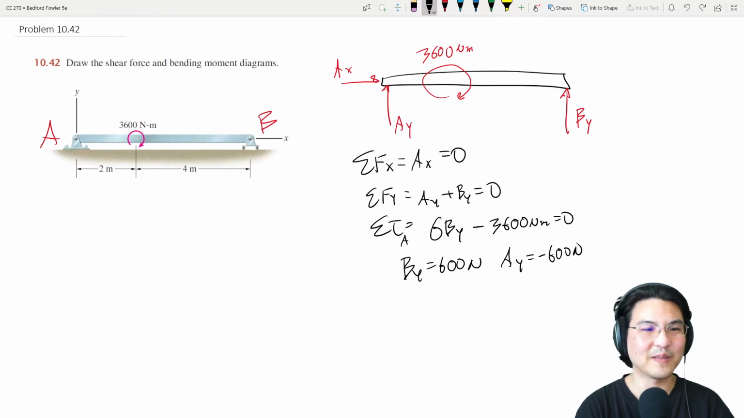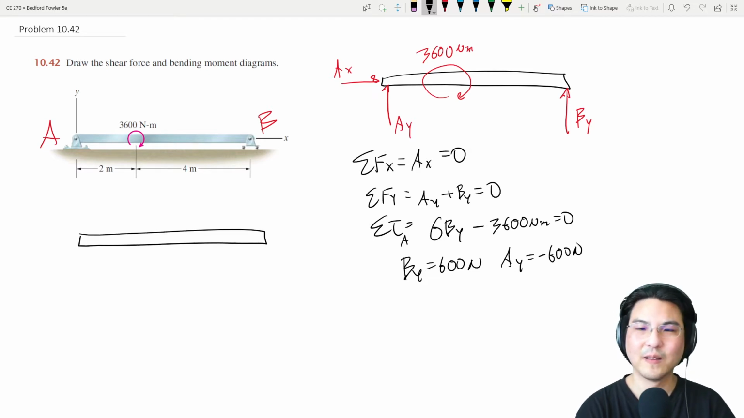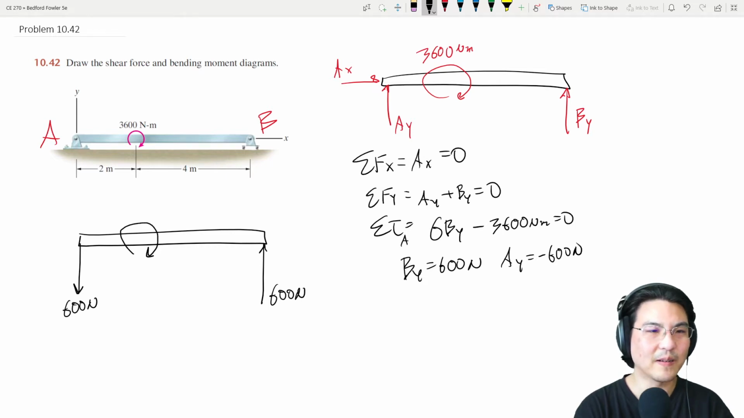Okay, so we got the reactions. Ay was negative, so that's this way, 600. By was this way, and then there's the couple right there.